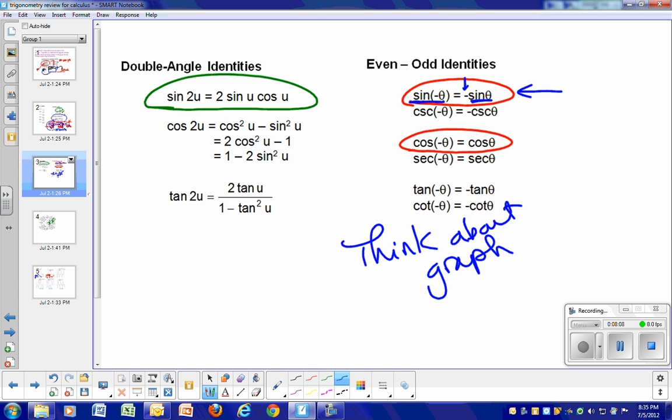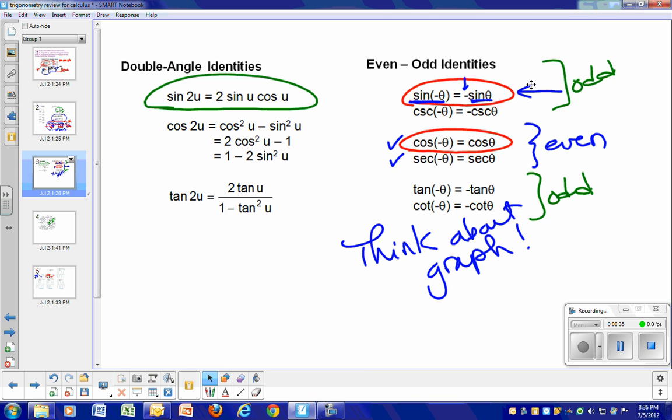Think about the graph of the function, okay? If you notice here, cosine and secant are what we call even functions. They have that nice symmetry with the y-axis. None of the others have that. The rest of them are all what we would call odd functions. Now, functions don't have to be either even or odd, but in the case of these trig functions, they are. They either are even or odd. None of them is what we would call neither, okay?